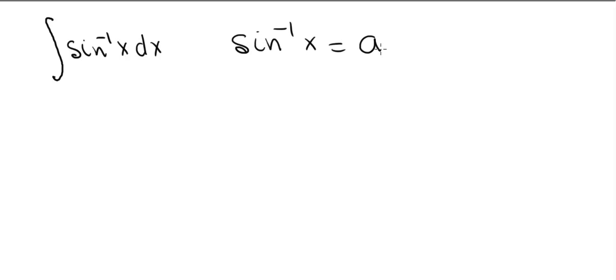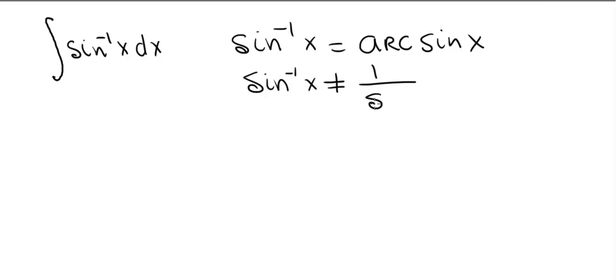We're going to find the antiderivative of the inverse sine of x function. Now, inverse sine of x is the same as arc sine of x, but it is not the same as 1 divided by sine, which is the cosecant of x function. So those are different. We are integrating inverse sine.